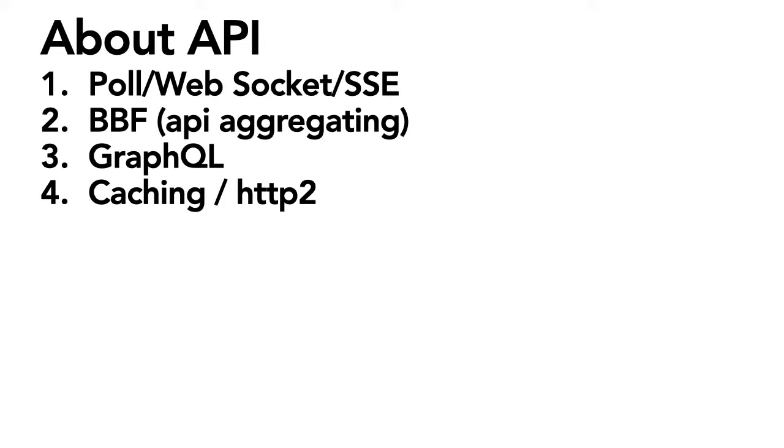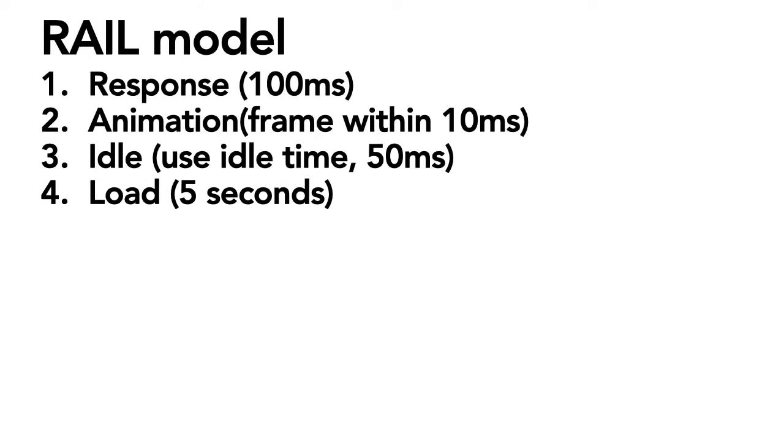Okay, the last one is caching. Well, we could cache some GET APIs if it costs a lot to calculate, and then HTTP2. Okay, so that could, yes, it just helps a lot.